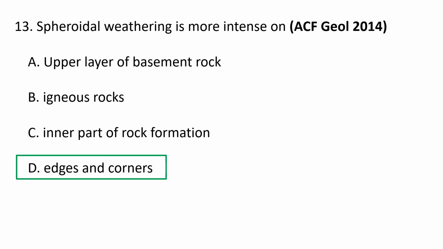Spheroidal weathering is a result of the chemical weathering of systematically jointed and also massive rocks, which include granite, dolerite, basalt, and sedimentary rocks such as silicified sandstone also. It occurs as the result of chemical alteration of these rocks along the intersecting joints, and the alteration by weathering of the bedrock will be the greatest along the corners of each block, followed by the edges and finally the faces of the cube. So that's why spheroidal weathering is more intense on edges and corners. D is the correct answer.